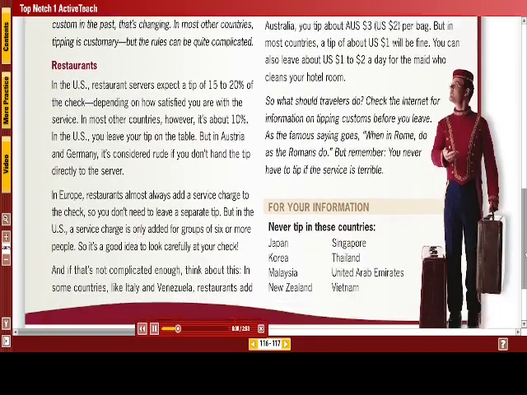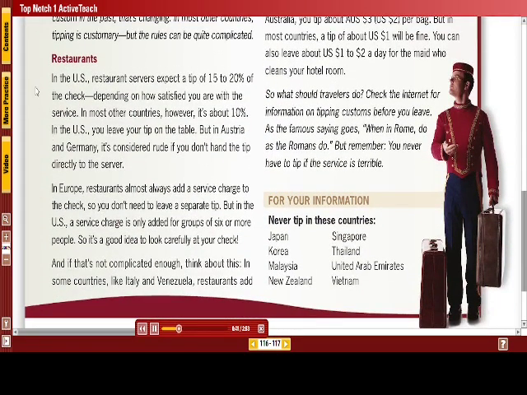Restaurants. In the U.S., restaurant servers expect a tip of 15 to 20% of the check, depending on how satisfied you are with the service. In most other countries, however, it's about 10%. In the U.S., you leave your tip on the table, but in Austria and Germany, it's considered rude if you don't hand the tip directly to the server. In Europe, restaurants almost always add a service charge to the check, so you don't need to leave a separate tip. But in the U.S., a service charge is only added for groups of 6 or more people, so it's a good idea to look carefully at your check.